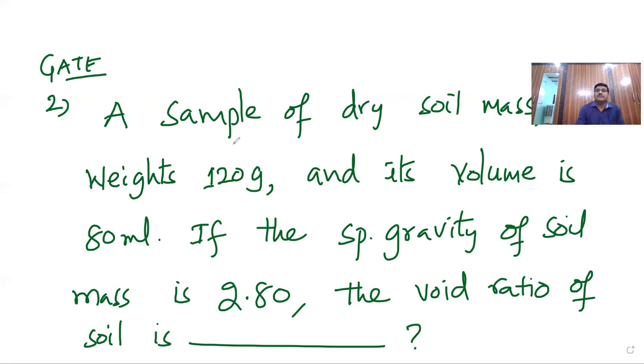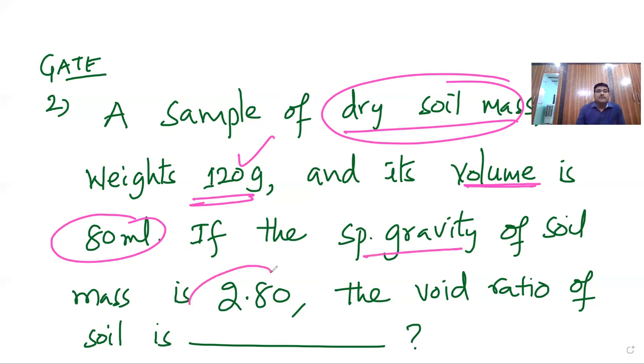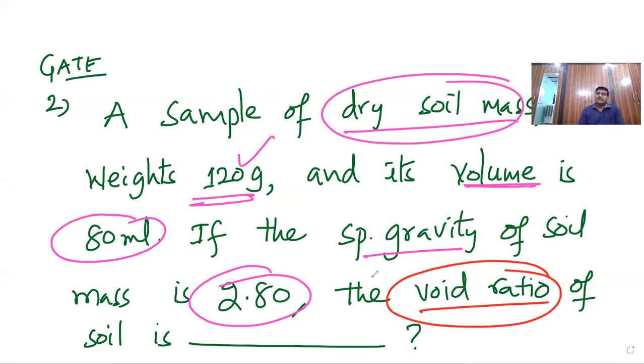Have the clarity in the question. It says it is a dry soil mass. Mass is dry. That means only two phases. Particles are there and the voids are there. Complete voids are fully filled with the air. And the weight of this dry soil is 120 grams given. Its volume is given, 80 ml is given. 1 ml is 1 cc, cubic centimeters. 80 cc is given. And specific gravity also quoted as 2.8. It is asking void ratio.